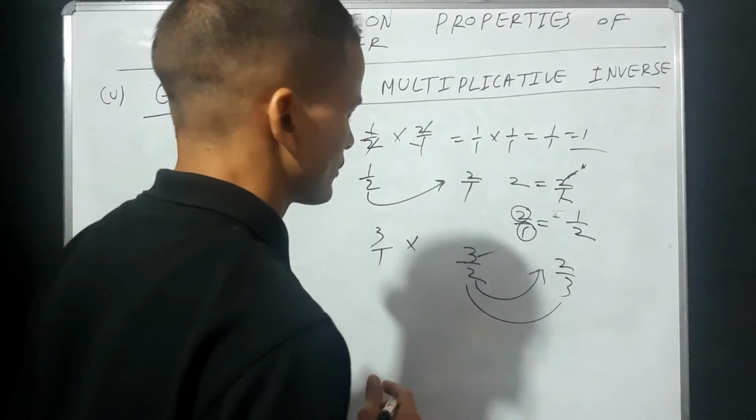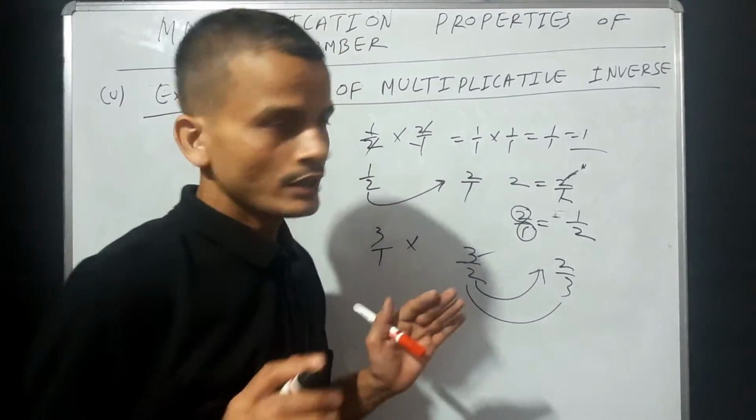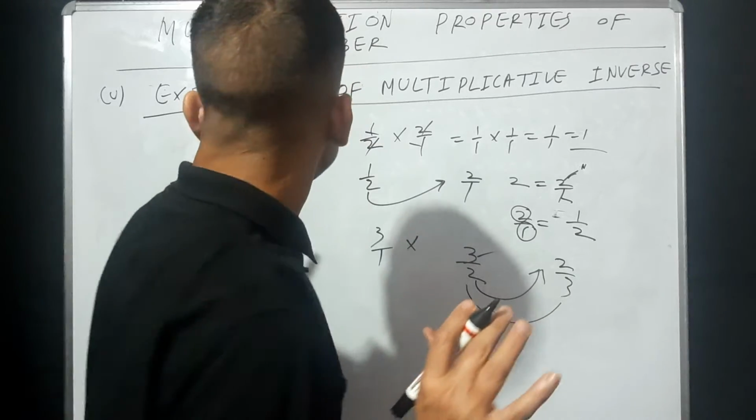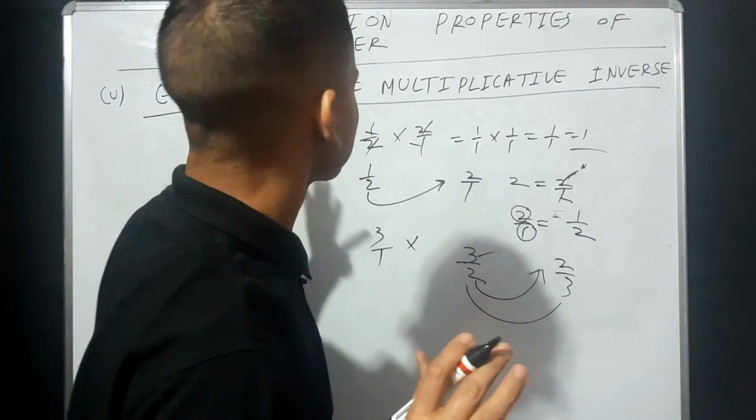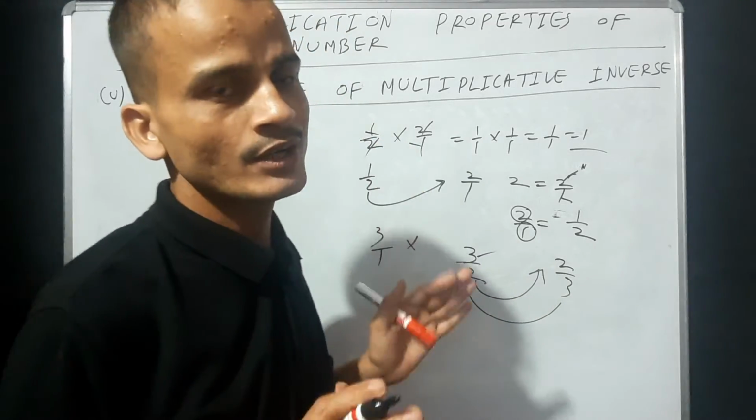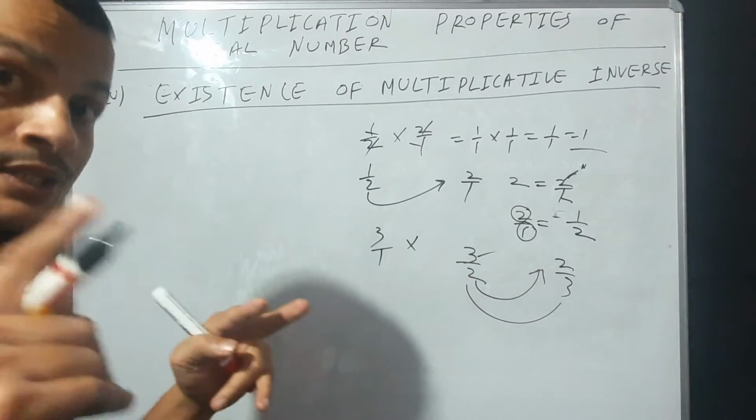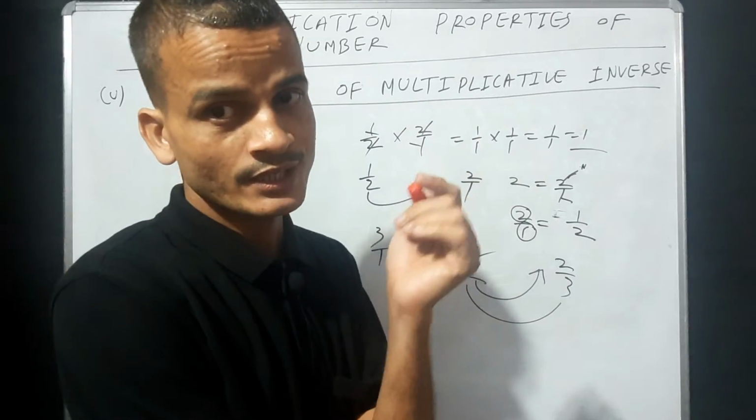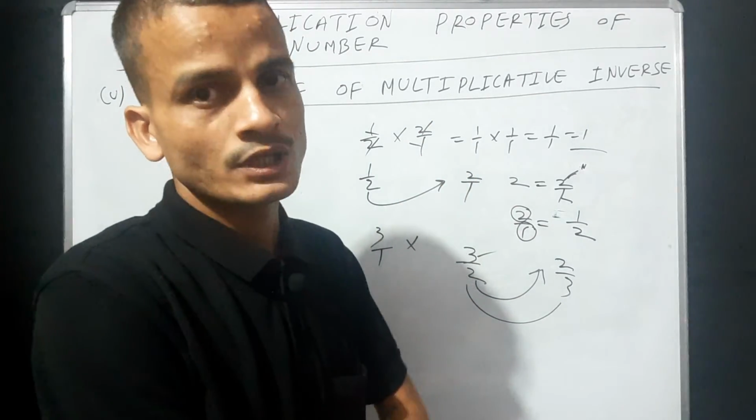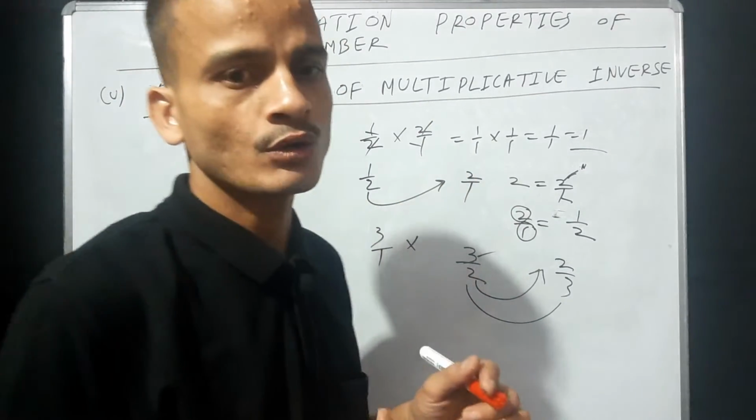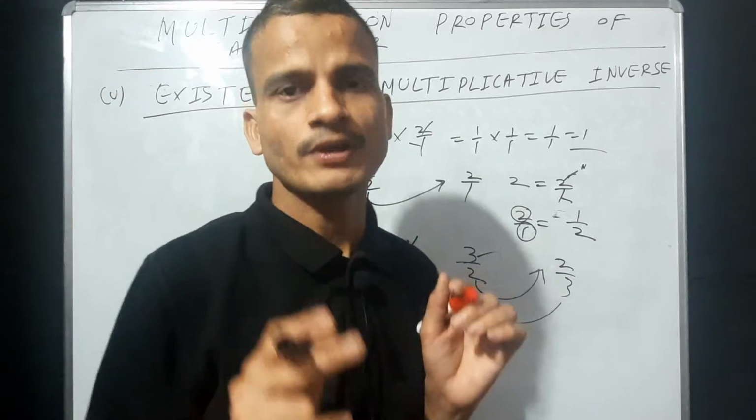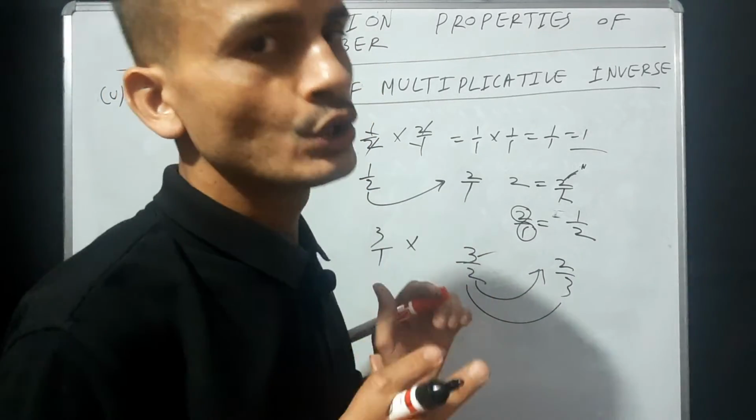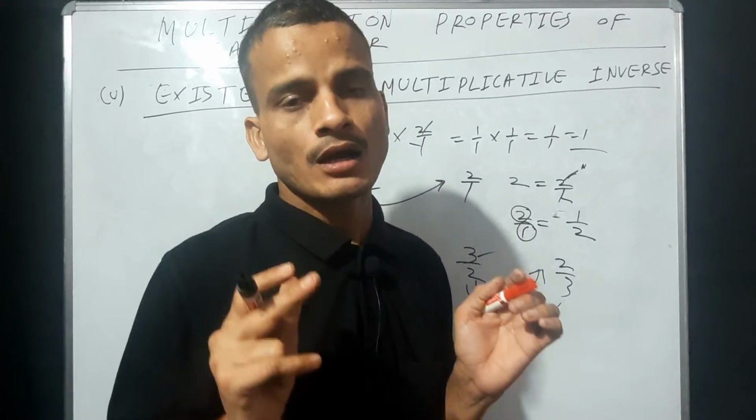So remember always the definition of the existence of a multiplicative inverse: when we multiply both numbers, the result is positive 1. If the result comes as -1, then both numbers are not multiplicative inverses. The result must always be positive 1. So this is known as a multiplicative inverse.